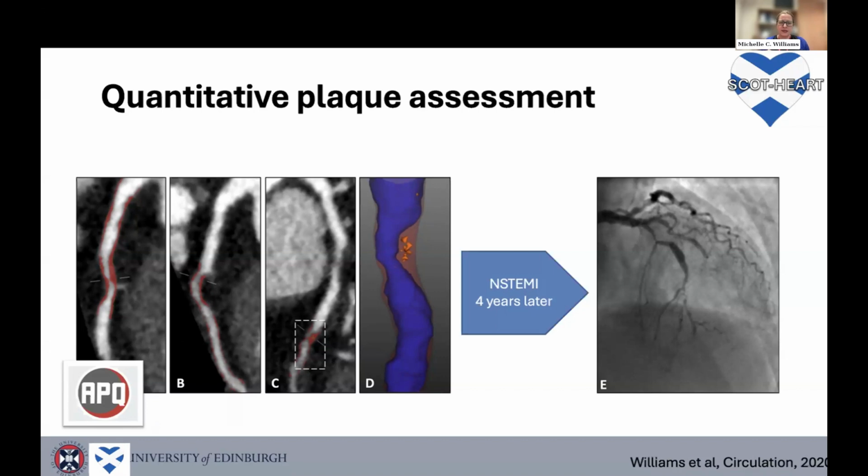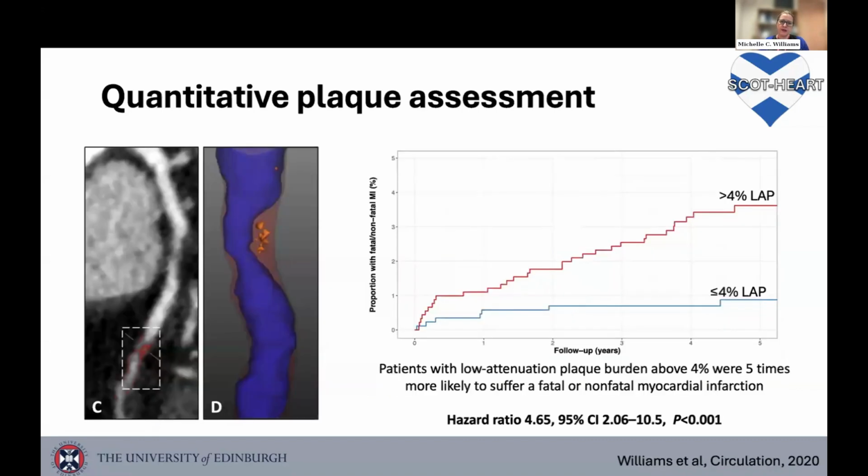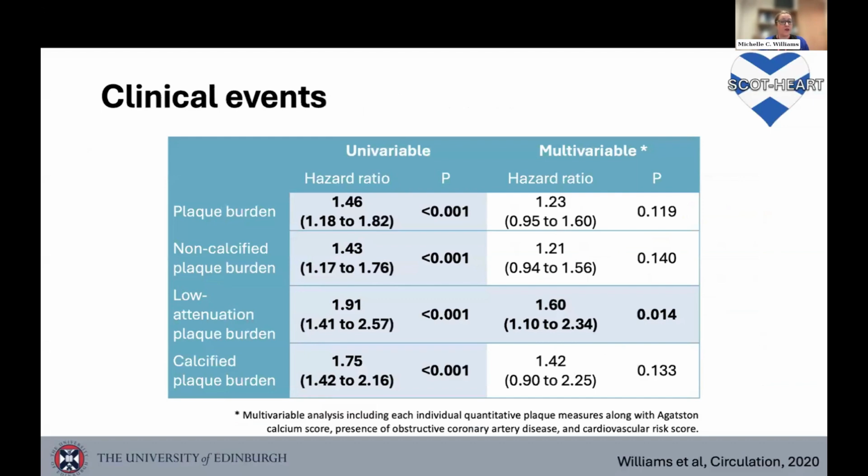So you can see that these high-risk plaques and plaque characteristics, it's not an instant thing. It can be a long-term thing as well. So in the SCOT-HEART trial, a low attenuation plaque above 4% quantitatively assessed was shown to be associated with a 5 times increased risk of myocardial infarction. And this was independent of other markers of cardiovascular disease or risk, so calcium score, obstructive coronary artery disease, or the cardiovascular risk score.